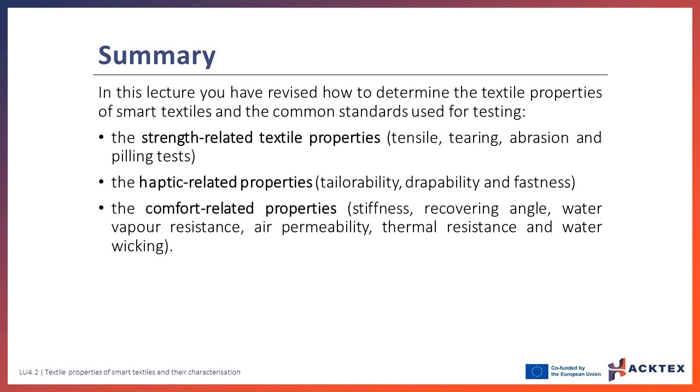In this lecture you have revised how to determine the textile properties of smart textiles and the common standards used for testing: the strength-related textile properties through tensile, tearing, abrasion and pilling tests; the haptic-related properties, by means of tailorability, drapability and fastness evaluations; and the comfort-related properties, measuring the stiffness, recovering angle, water vapor resistance, air permeability, thermal resistance and water wicking.